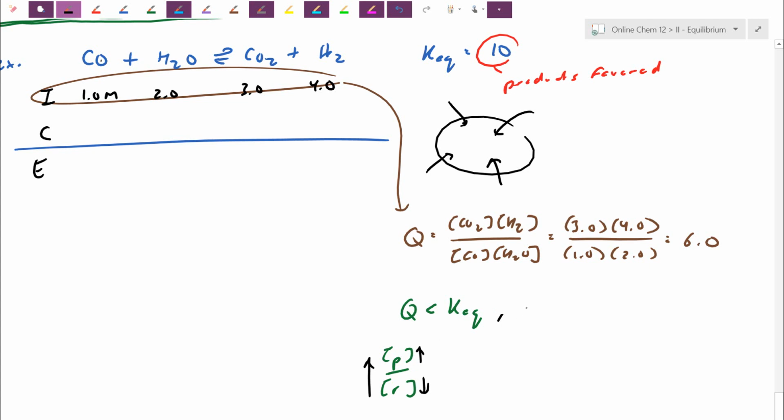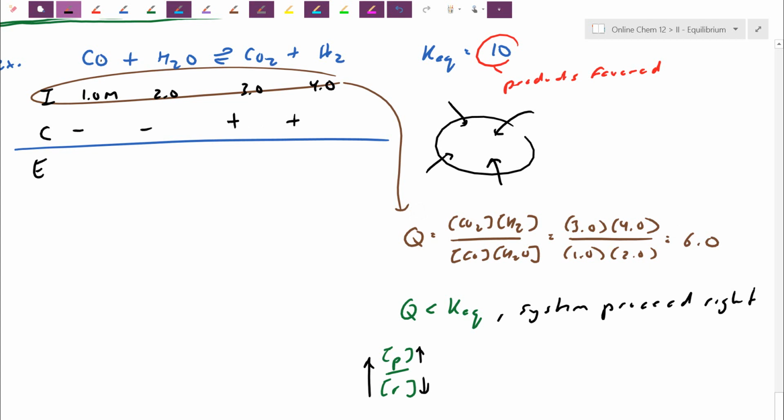Well, if I need to gain product, my system needs to proceed towards product, or it needs to proceed right. So even though I already have a situation where I have more products, still, this side is not big enough here. My ratio is only 6. I need even more products for my ratio to end up as a 10. So I've decided which side is plus.